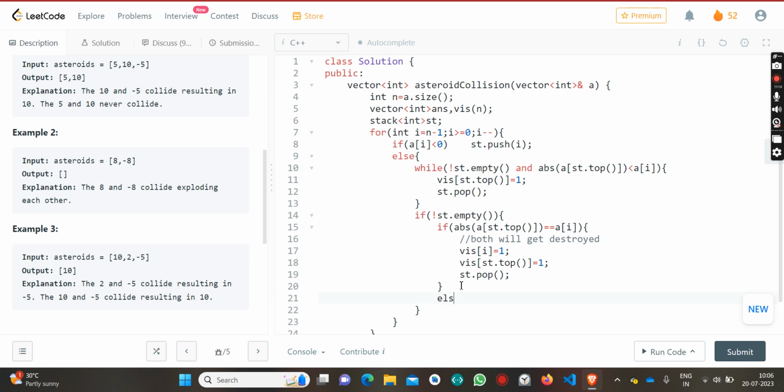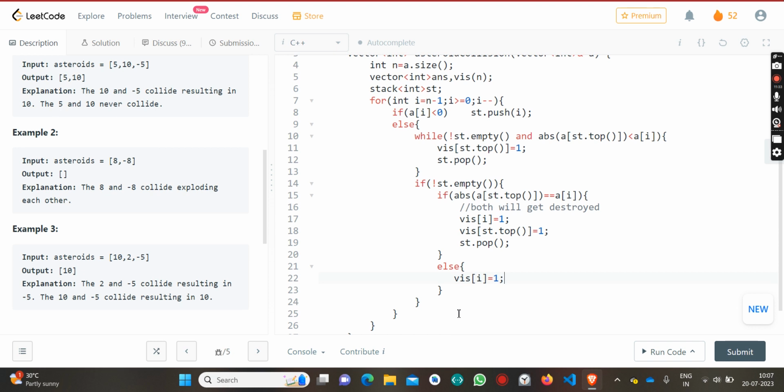And suppose if it is not so, then I have already told you in which two cases the while loop would have stopped. Either it has encountered an asteroid of equal size or greater size. So in that case only the current one will get destroyed. Okay, so yeah, that's all about the problem. We are only left with just printing the answer.